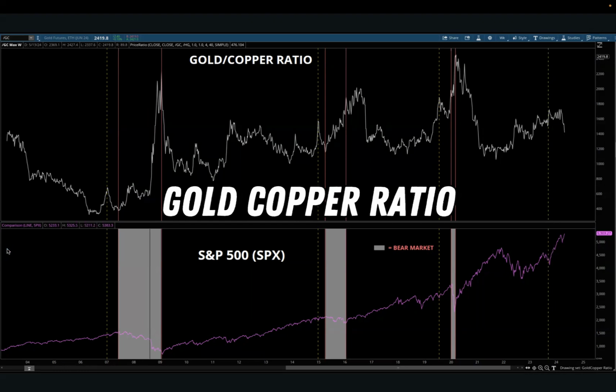Today, we're going to talk about the gold copper ratio. This is one of the chart layouts and the different chart layout packages that I've got. I'm going to break down how to use this one, why I use this one, why I like it, and why I think you guys will like it as well. So let's get into it.